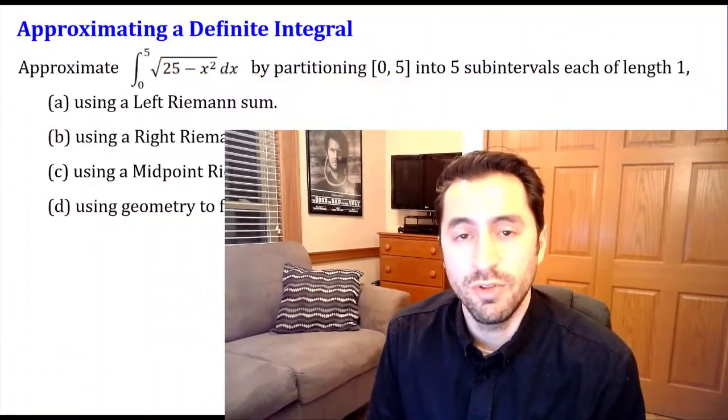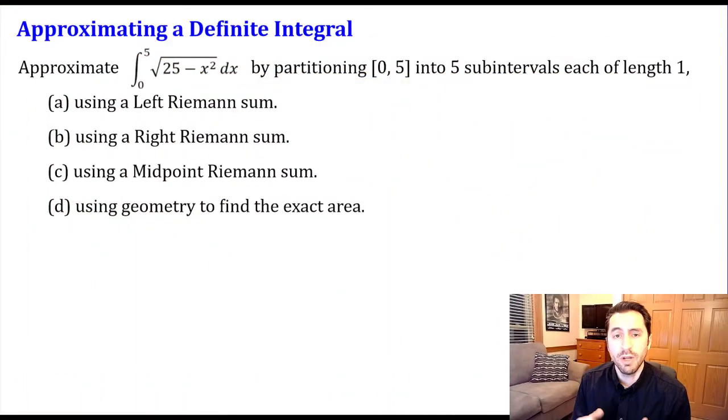The width of the rectangles can be different, meaning the width of our subintervals can be different. And we can actually use any point within that subinterval to help us find the height of each rectangle. We'll find the area of each rectangle, add all those areas together, and that's going to give us an approximation for the integral. So I want to do this by taking a look at a specific example.